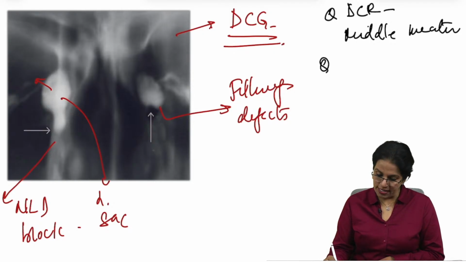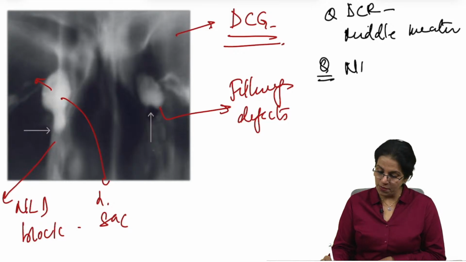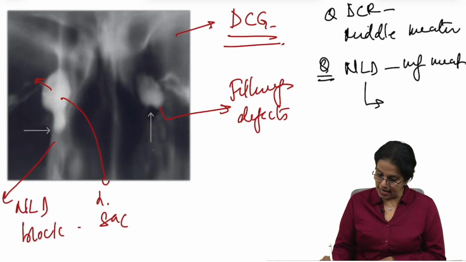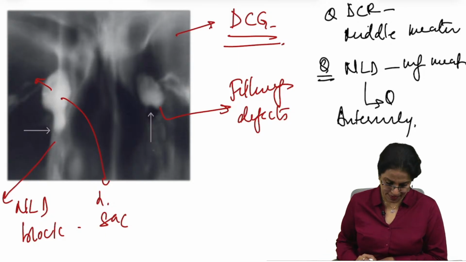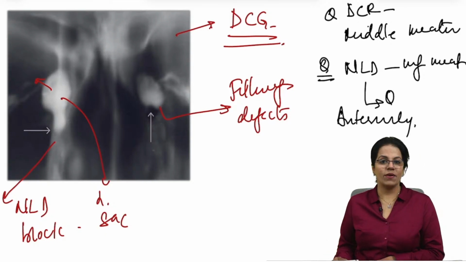Of course, the NLD opens where? NLD opens in the inferior meatus. Which side? You will say it opens anteriorly. Okay.